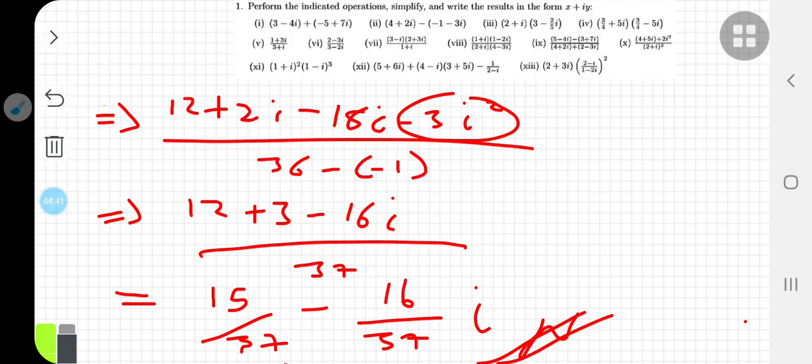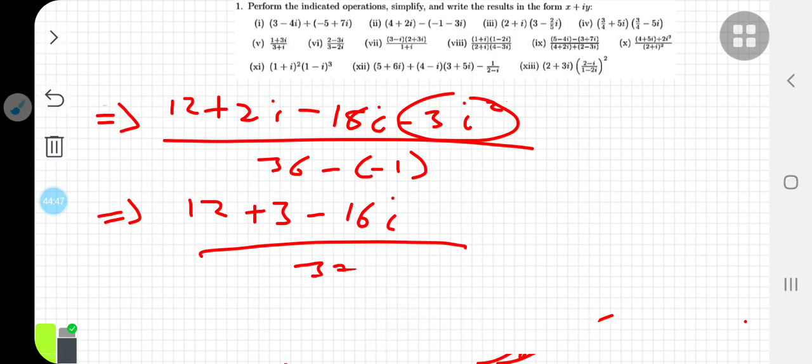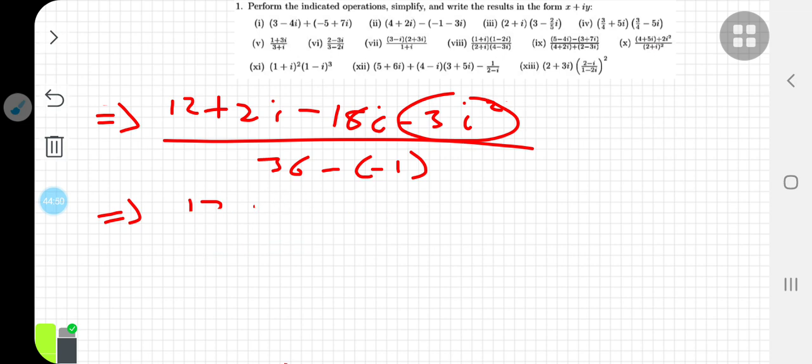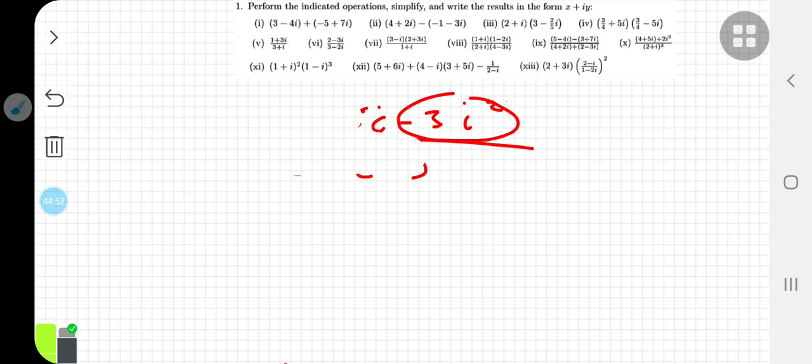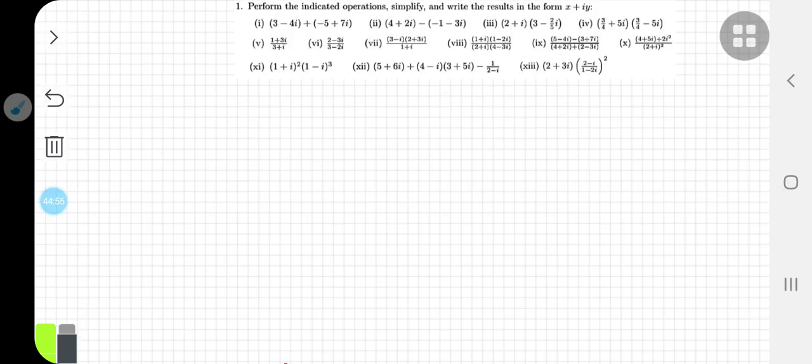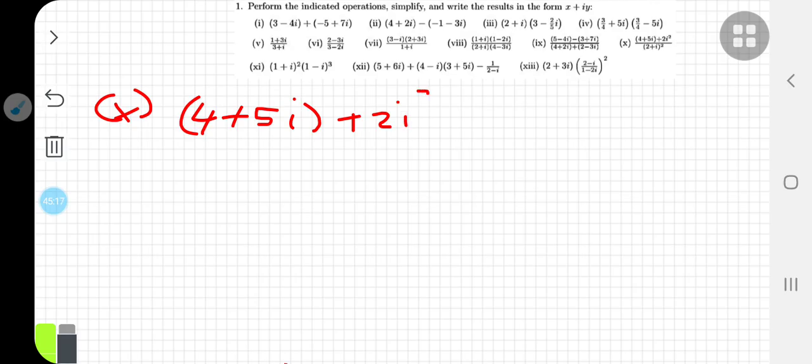So we move on to part 10 there. We solve part 10. So let us solve part 10 there. So it's saying that express (4 plus 5i) plus 2i squared. Divide this by (2 plus i) squared.